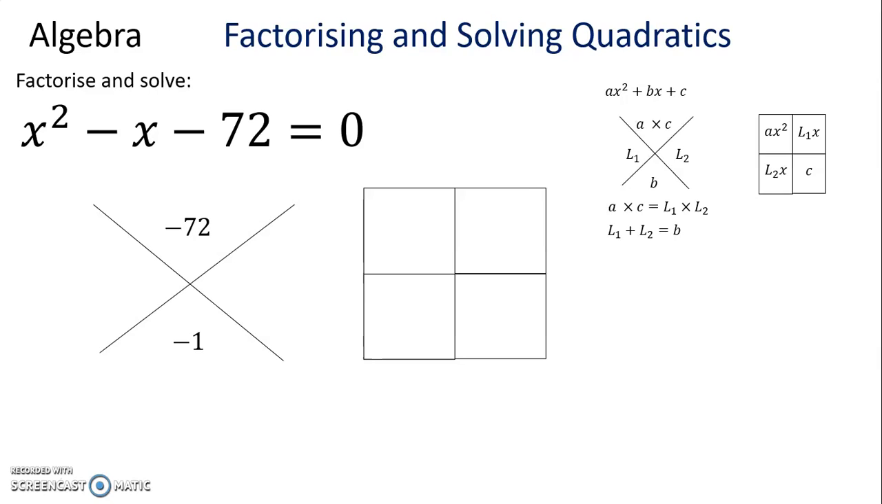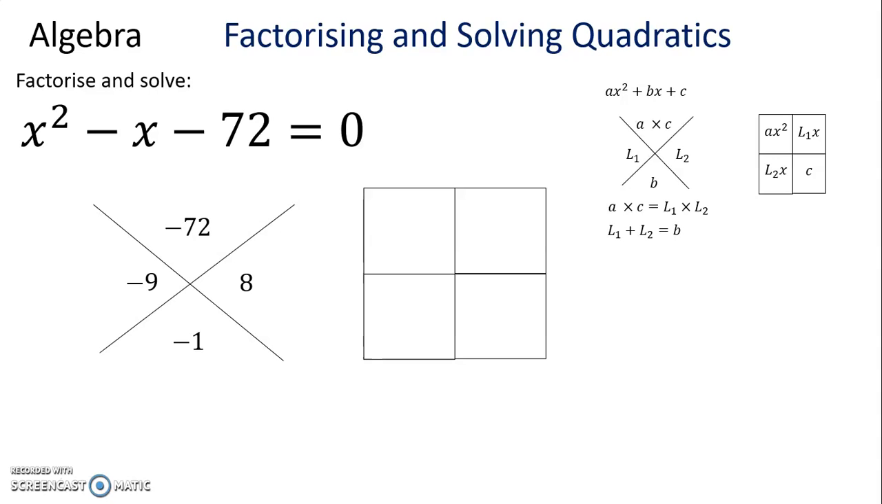So 8 and 9 seem interesting because they've got a difference of 1. If I'm going to multiply 8 and 9 to make -72, then one of those numbers has to be negative. And if they're going to add to make -1, then I want -9 and 8.